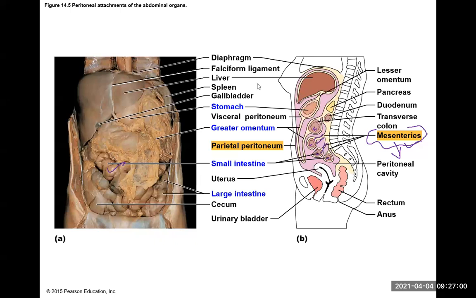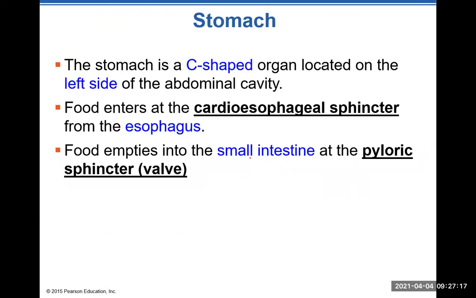Okay, then we'll soon talk about the lesser omentum and what is the greater omentum. But before we understand what is the lesser and the greater omentum, let's talk about the anatomy of the stomach.